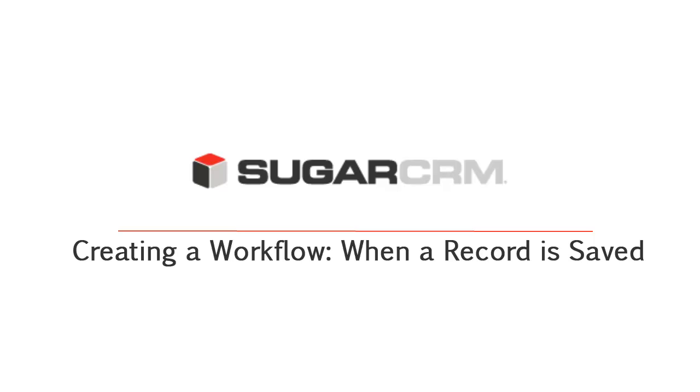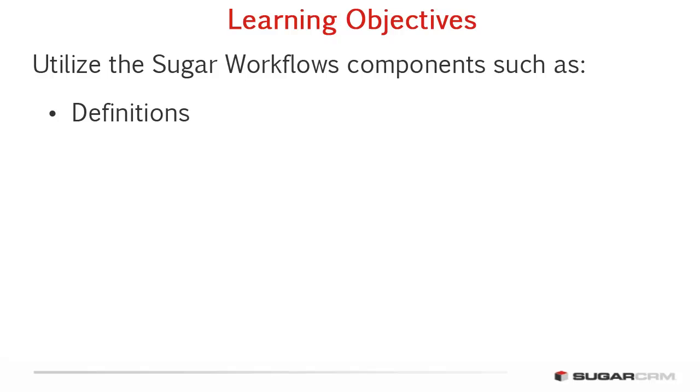In this session, we'll focus on creating a workflow that executes when a record is saved. We'll be utilizing the workflow definition, which defines the target module and when to execute the workflow, the condition, which tells Sugar when to trigger the workflow, and the operation, which instructs Sugar what to execute.